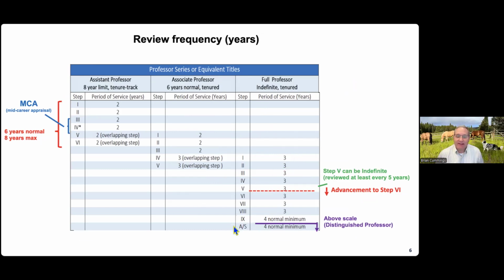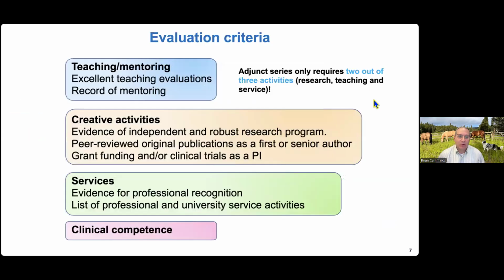Associate professors have 5 steps, and then you finally move to full professor with 9 steps. And after the 9th step, you go to an Above Scale, if you should be so lucky and have been here that long. This chart is also available on the Associate Dean's website, and it shows the number of years that you will be at the various steps. As an associate professor, steps 4 and 5 are reviewed every 3 years, and full professors every 3 years until they get into the step 9 and above scale years as well.